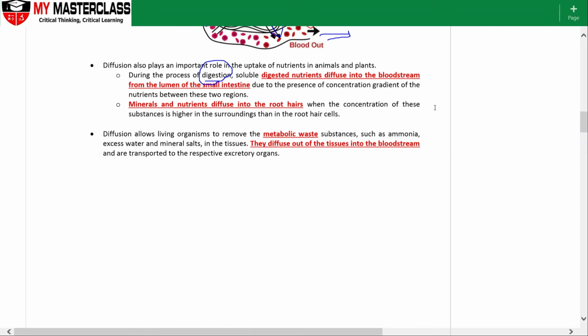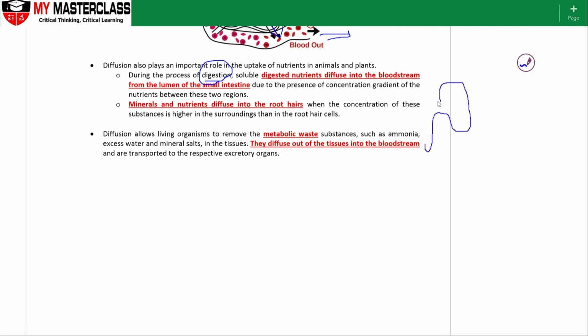In root hair cells, we have got that elongated structure, this protrusion. As recapped earlier, it increases the surface area to volume ratio. So this part here enables rapid diffusion of minerals and nutrients from the surroundings into the root hair cell, and then it will go into the surrounding cells, and it will continue on and on until it reaches the required regions. So these are the uptake of the substances that are required.